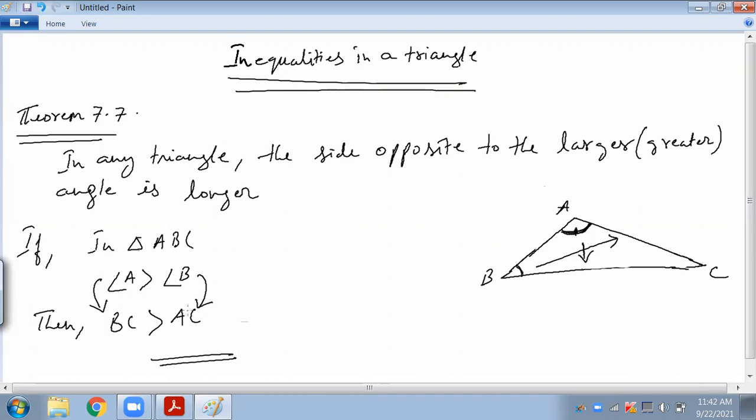Okay, right. If you are done, you can raise your hand. Then we'll say 7.8. Okay, then 7.8.